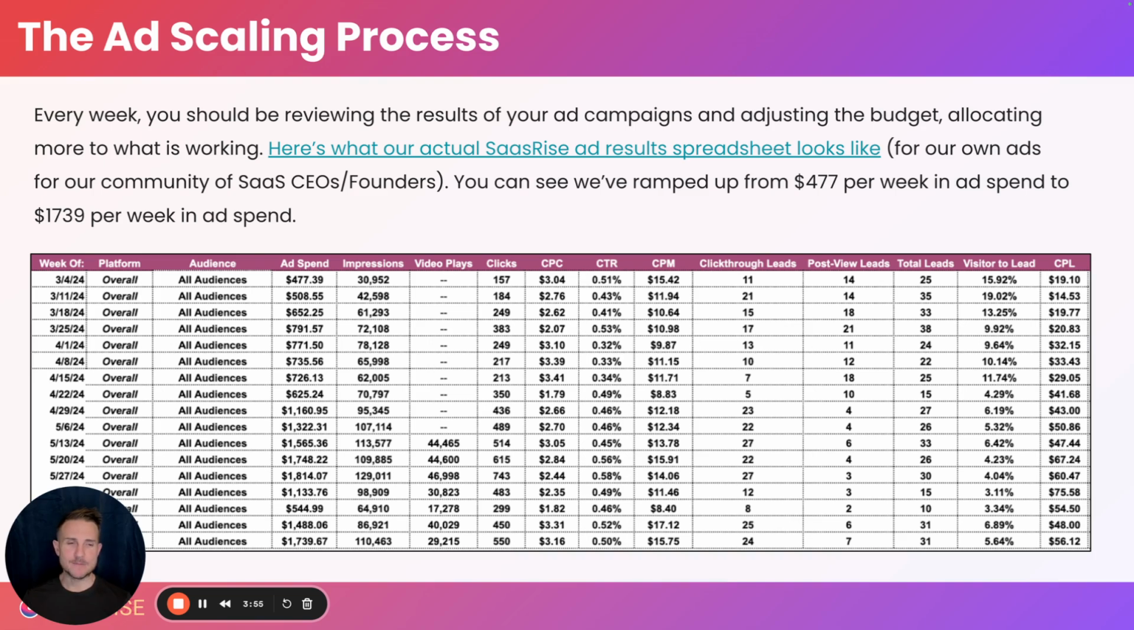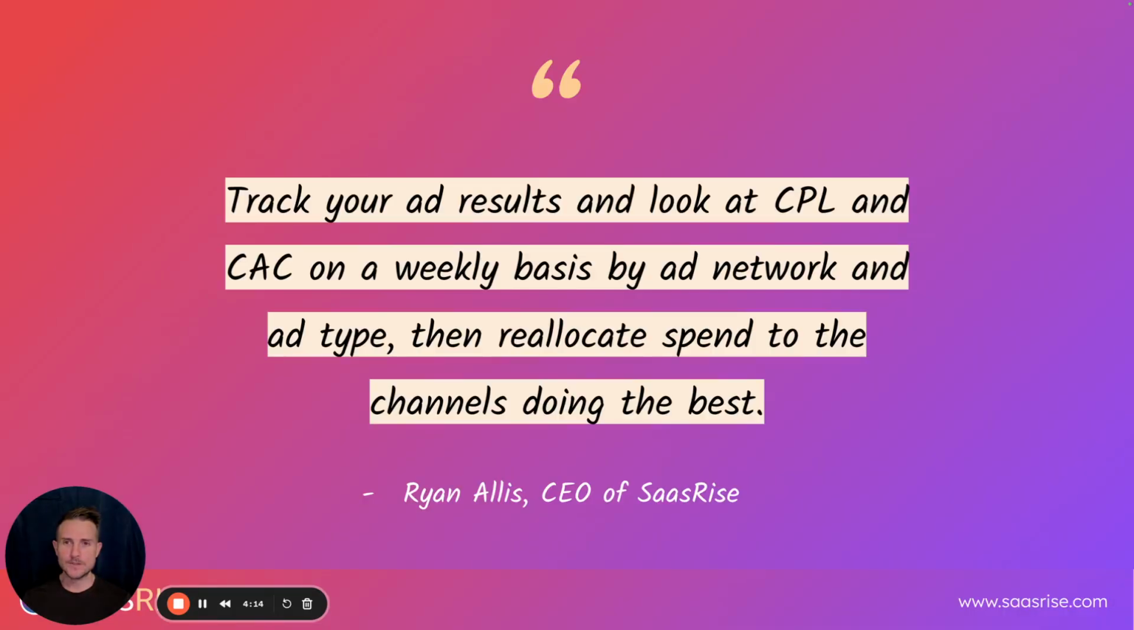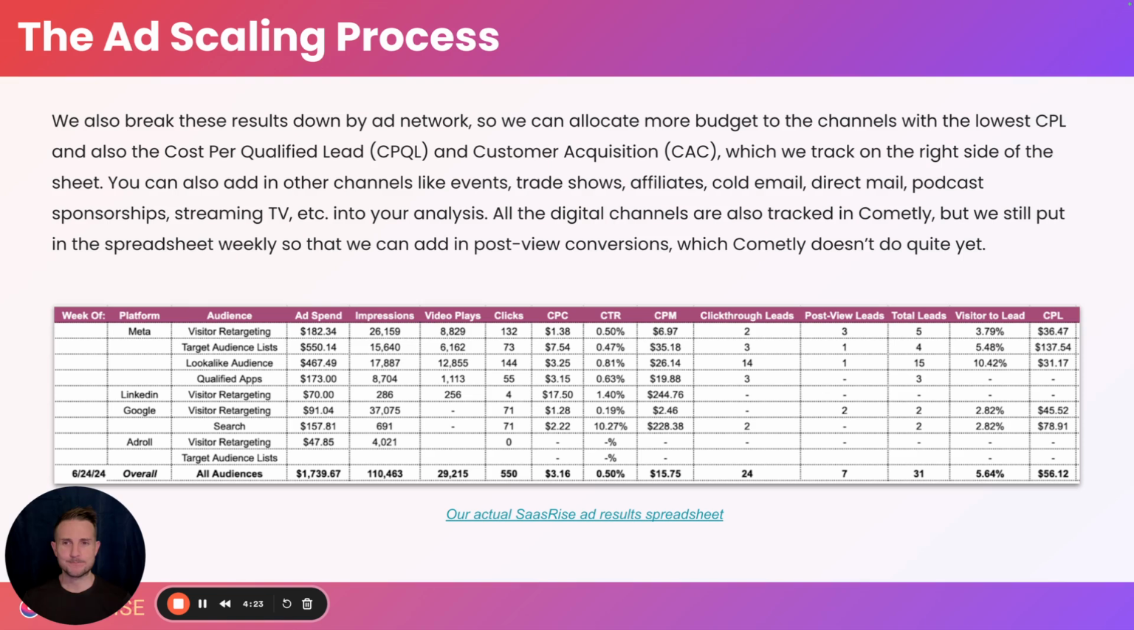And you can see we've ramped up from about $500 a week to about $2,000 a week now in ad spend as we've scaled up our ads in a way that is giving us pretty good cost per lead, around $50, and pretty good cost per customer, around $500 per customer right now, that pays back in less than a month. So track your ad results and look at CPL and CAC on a weekly basis by ad network and by ad type, and then reallocate the spend to the channels doing best.